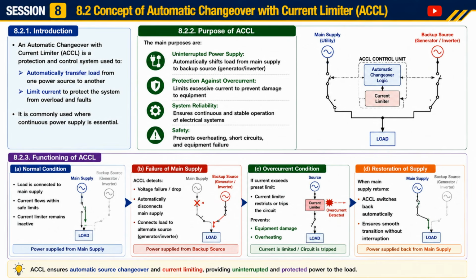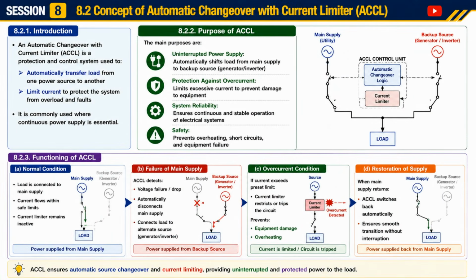2. Purpose of ACCL. Uninterrupted power supply. Automatically switches to the backup source when the main supply fails. Overcurrent protection. Limits excessive current to protect equipment. System reliability. Ensures continuous and stable power supply. Safety. Prevents overheating, short circuits, and equipment damage.